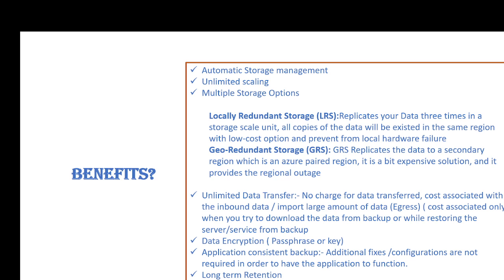See, it replicates your data three times in a storage scale unit. All the copies of the data will exist in the same region, a low cost option that protects from local hardware failure. Means they maintain not two, they maintain three copies of the data. Okay, hardware 1, hardware 2, hardware 3, they will keep it. So for any reason, even if two hardware fail, you still have one hardware, from where you can recover your data. That is called locally redundant storage.